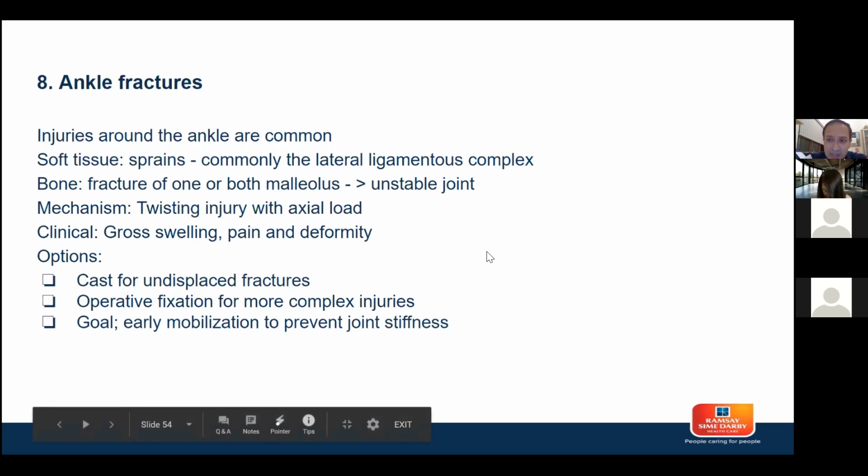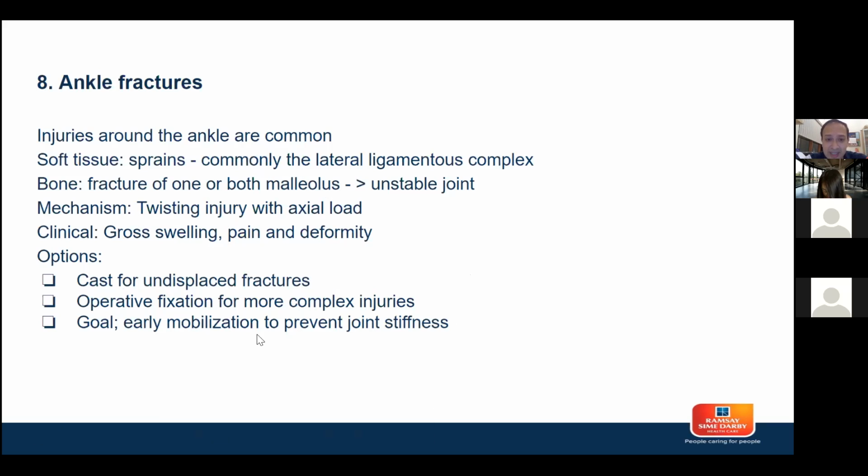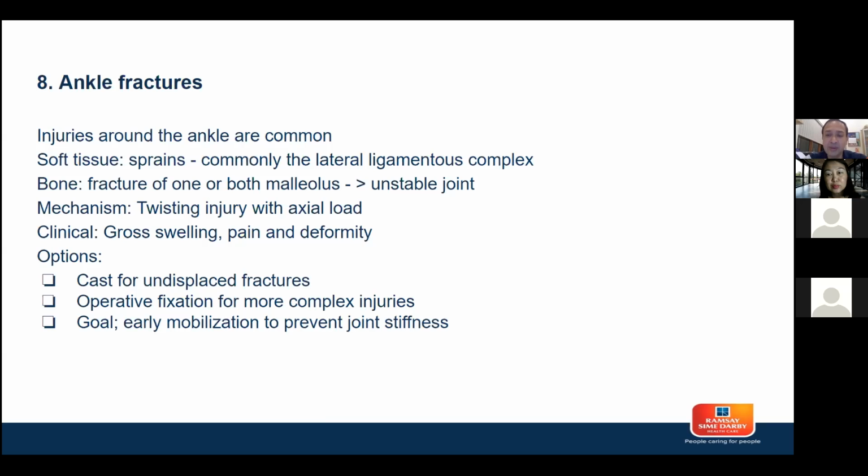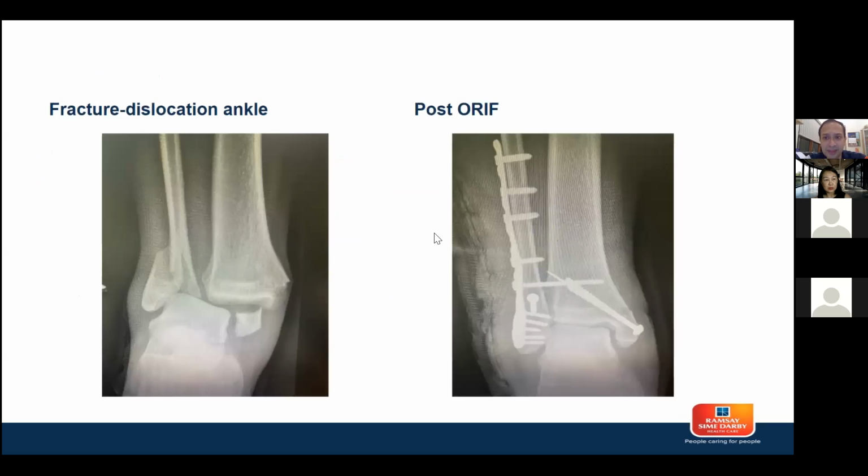If you put someone in a cast for 8 weeks to 3 months, the ankle joint becomes extremely stiff. So rehabilitation after is a lot of difficulty. So if you fix them internally, use surgical methods to fix them, generally you can start mobilizing the ankle a lot faster. Okay, this is one case I had, which is a horrible injury.